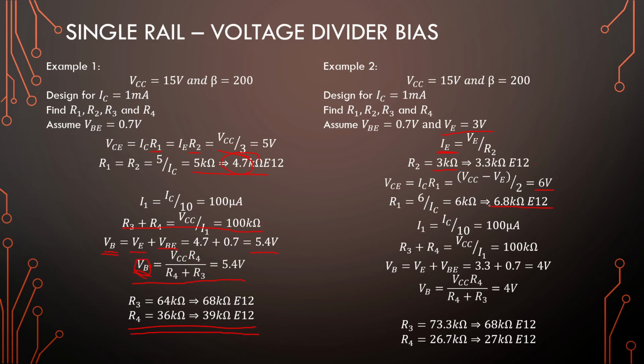And where is our second resistor calculated? Then we go through the same rigmarole as this side. We will have a slight difference because our VB voltage will be different, because VE is now 3 volts, or 3.3 volts with the 3.3 kilo ohms, plus VB is at 4 volts. So now we're just designing for 4 volts instead of 5.4. Solve these two simultaneously. Get 73.3 kilo ohms and 26.7 kilo ohms, and that is 27 K and 68 K E12s. So let's put this in a simulator and see what pops out.